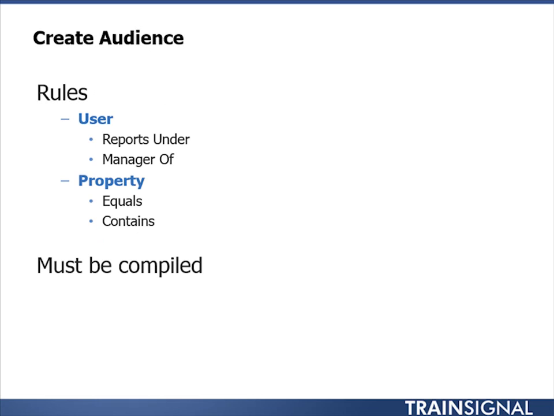Now, to create an audience, what we need to do is go in and set up the different rules. Now, my rules could be something about the user, so who it is that they report to, or who it is that they manage. Or I could go the other direction, which is to do it based on a property. And this is going to be the most common, so I could do this based on their building, based on their department, based on their location.